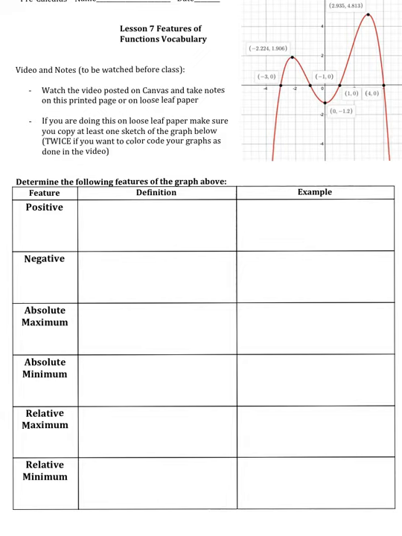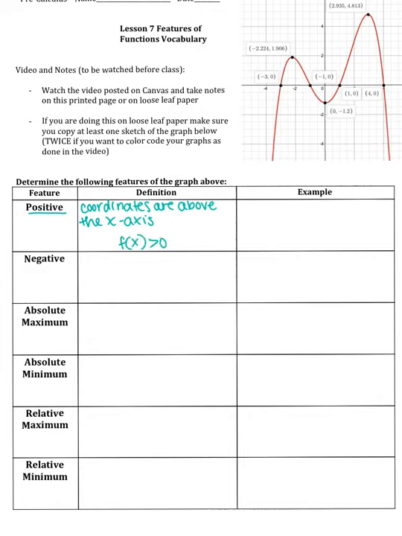Hello, in this video we're going to look at more features of functions and what they mean. So the first feature of a function we're going to consider is a positive and a negative feature. And all that means is that on certain intervals the function is either positive, which means that the y-coordinates are positive or above the x-axis. And one way we can note that is saying f of x is greater than 0.